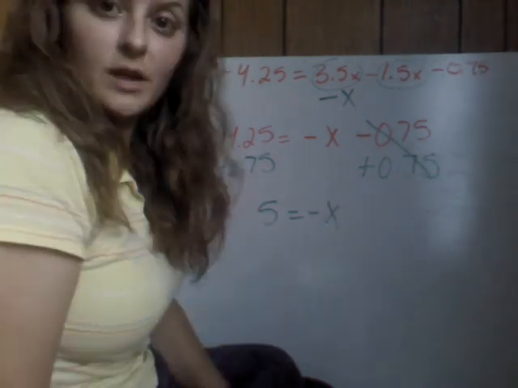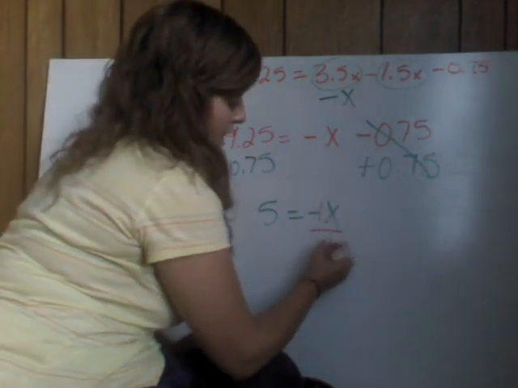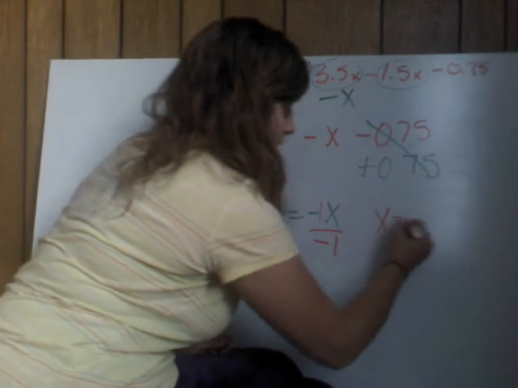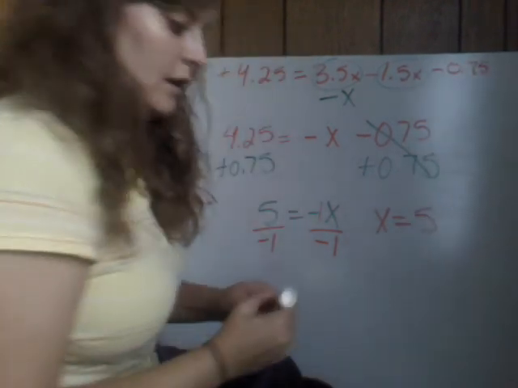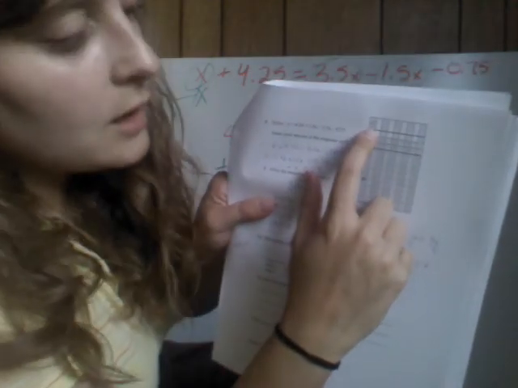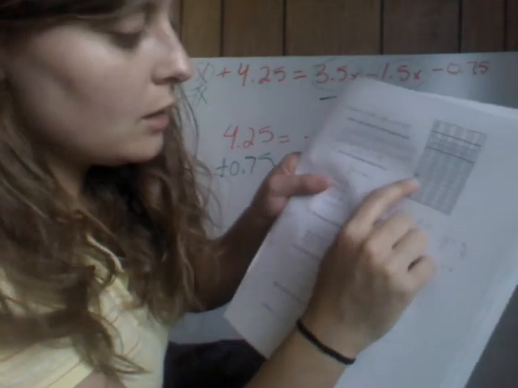I don't want to leave my variable negative, so this is an imaginary 1 right here. I'm going to divide both sides by negative 1, and I get x is equal to 5. That's a positive 5. On our paper right here, I'm just going to go to the very first box. I don't skip anything. So I write 5, and I come down here and shade in the 5 circle. And that's number 8.